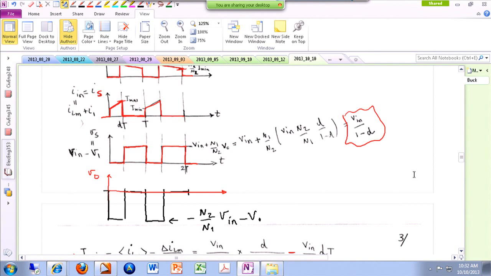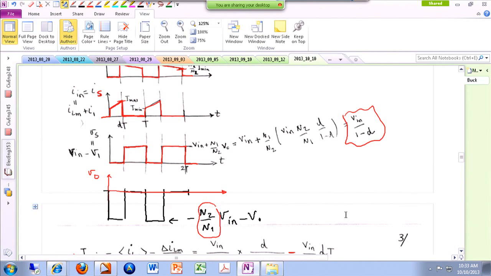But as it turns out, for instance, in that case, if you select N2 over N1 to be very large, so that you would create a very large output voltage, then you realize that the stress on your diode is also growing. That means you have to buy a more expensive diode, and also the conduction losses in that diode are going to increase because its internal forward voltage drop is going to increase. So it's not like increasing some parameter always gives you a benefit. There is always a trade-off involved.